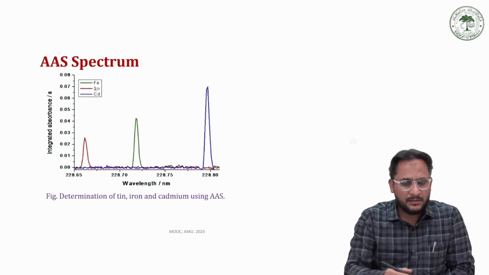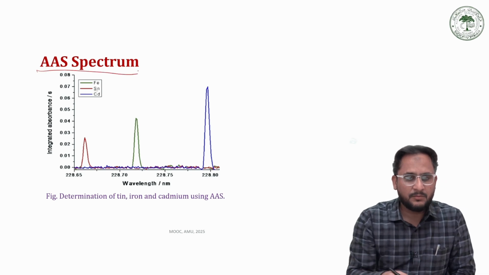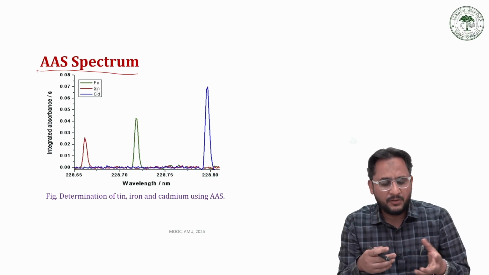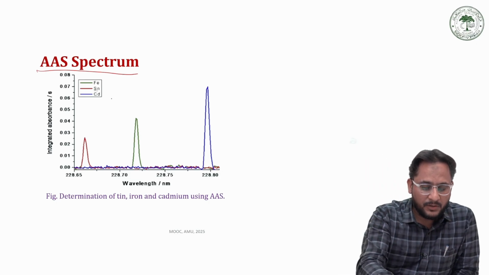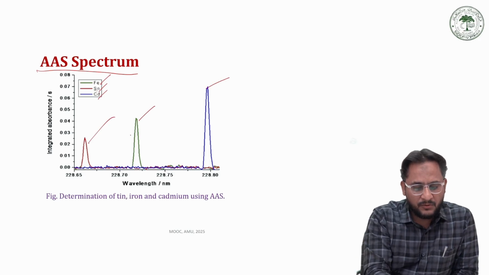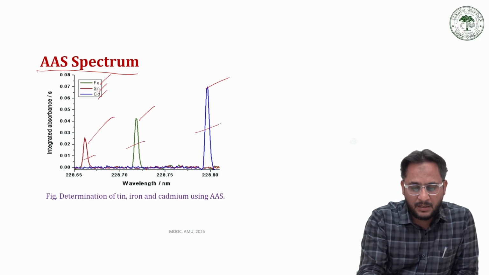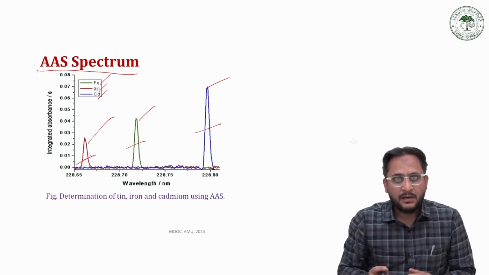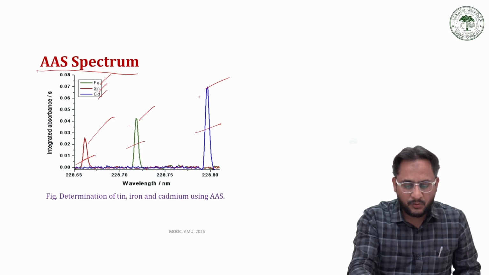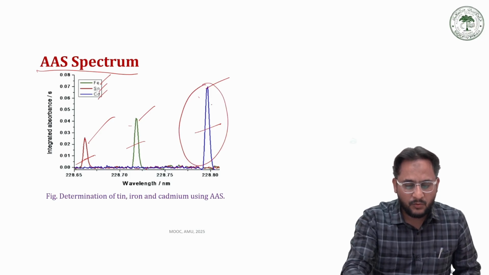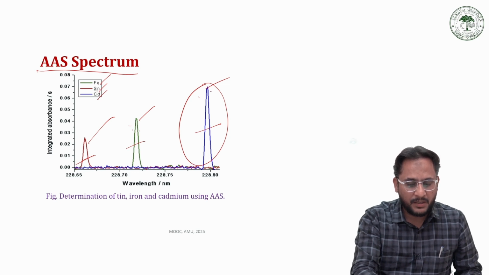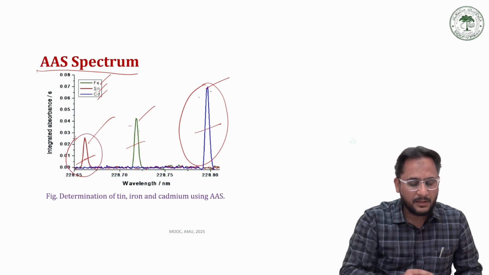Look at this spectrum. This is an AES spectrum, which can be used for around 50 to 55 elements of the periodic table. Here you can see we have analyzed a sample in which iron, tin and cadmium are present, and you can see the beautiful spectrum where all these peaks are quite isolated and very easily resolved from each other. The height of these peaks shows that this blue color, which corresponds to cadmium, has the highest percentage, followed by iron, and then tin is present in the lowest amount.